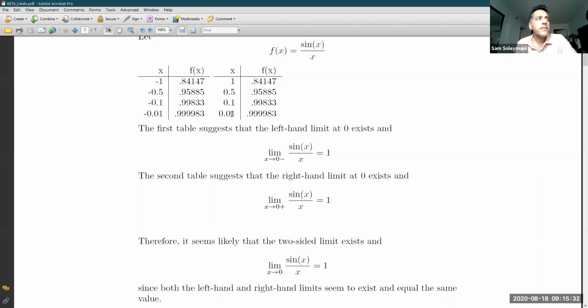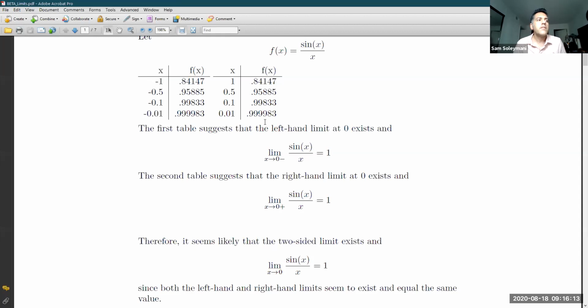Same thing can be said when x is going to 0 from the right of 0, like 1, 0.5, 0.1, 0.01. Same values. Well, you can say that these values are the same because sine x over x is actually an even function. Okay? Because, for instance, f at -1 has the same value as f at 1. So they both seem to approach 1. Like 0.84, 0.95, 0.99, 0.9999.